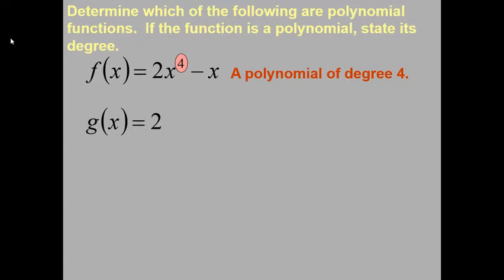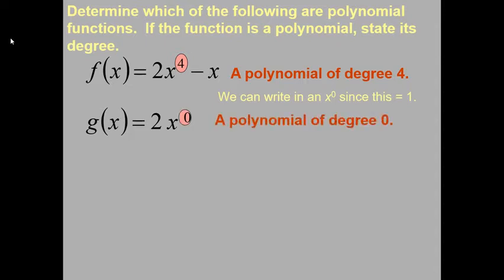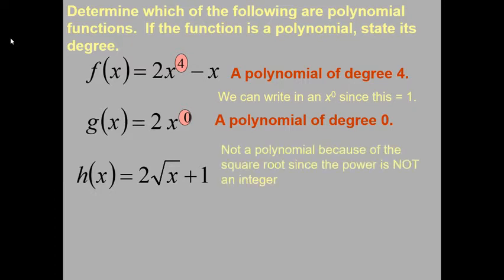Let's take a look at g of x equals 2. We can write it as a_n x to the 0. And remember, anytime you have an exponent of 0, this means it equals 1. So this is a polynomial of degree 0. What about h of x equals 2x to the square root plus 1? Is this a polynomial? No, it's not a polynomial because of the square root, since the power is not an integer.